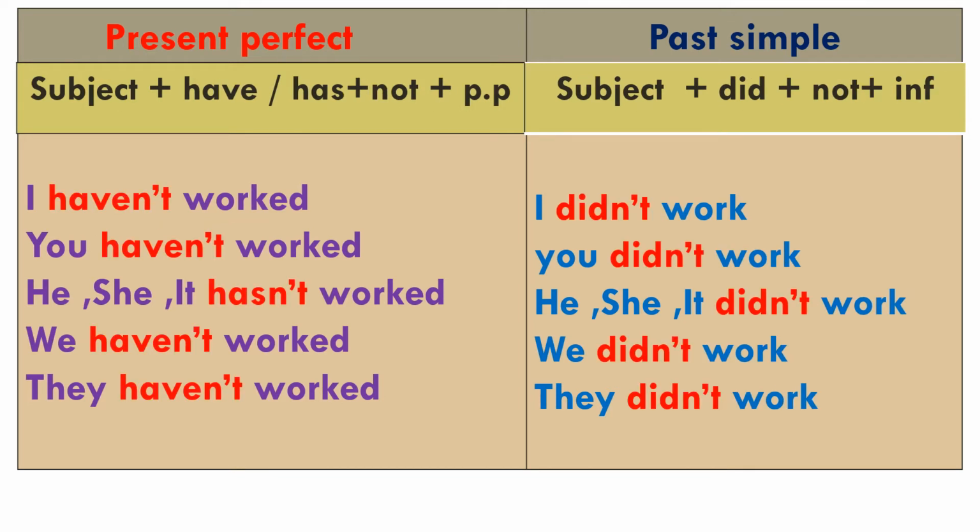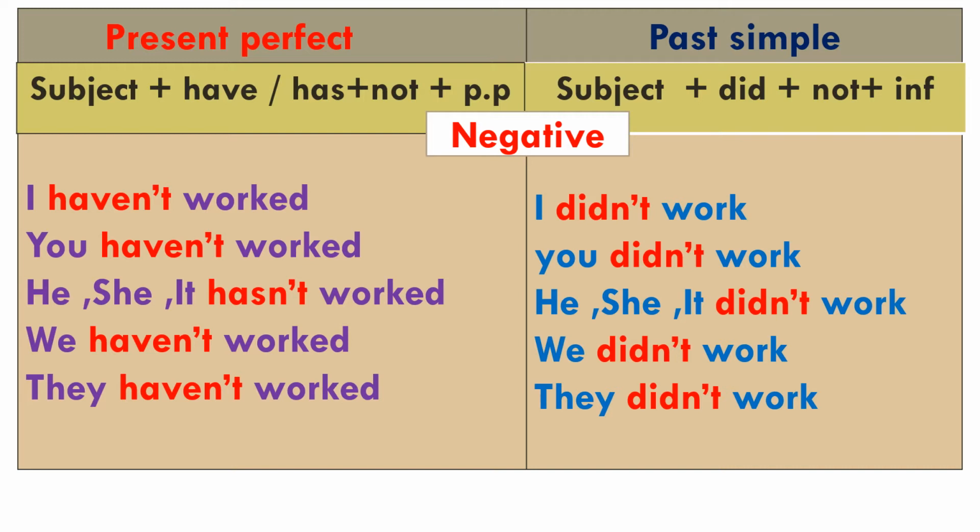To use negative with the present perfect, we begin with subject plus have or has plus not and past participle. Examples: I haven't worked. I haven't, it's have not. You haven't worked. Worked is the past participle of verb work. He or she or it hasn't worked. We use has with he or she or it. We haven't worked and they haven't worked.